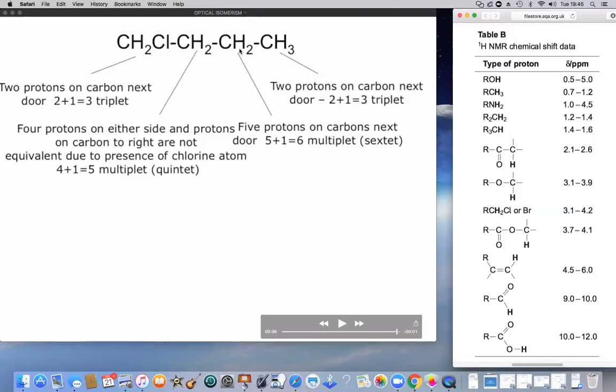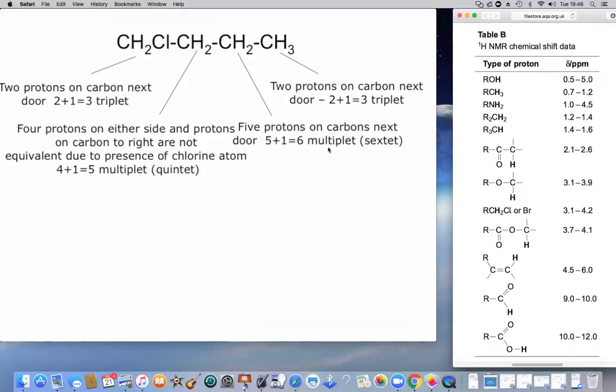Let's look at the protons on carbon number 3. We have 2 to the left, non-equivalent, and we have 3 to the right, also non-equivalent. That makes 5. Apply the N+1 rule. 5 plus 1 will be 6. So again, you'll have a multiplet. It would actually be a sextet in this case, but you're not required to know the names beyond quartet. Anything above quartet, you're allowed to call a multiplet.